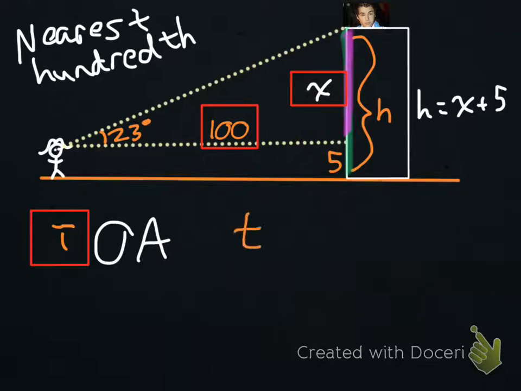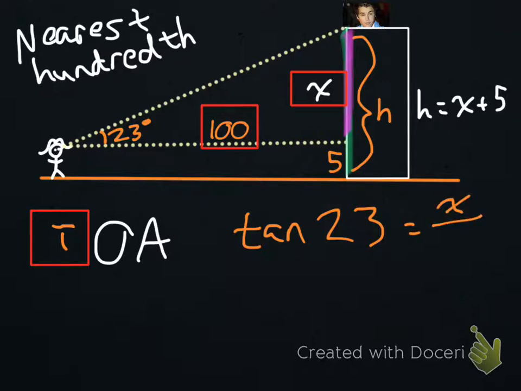We have tangent of, what is my angle of elevation? 23, right? That's the angle I care about, equals, what's opposite? It's either x or 100, right? But opposite, again, means that we're dealing with from this angle to the opposite side, right? So the opposite here would be x. So tangent of 23 equals x over the adjacent leg length.